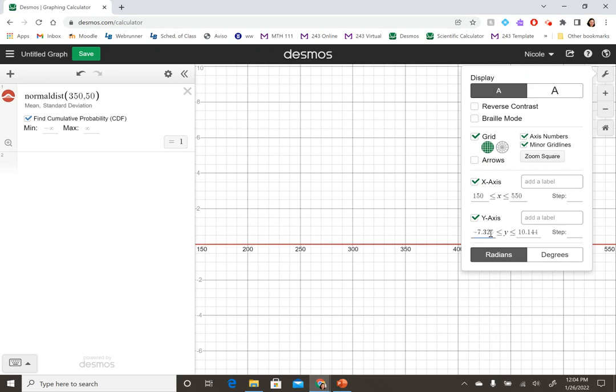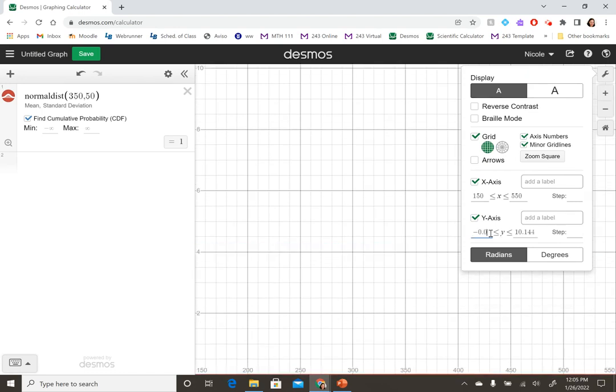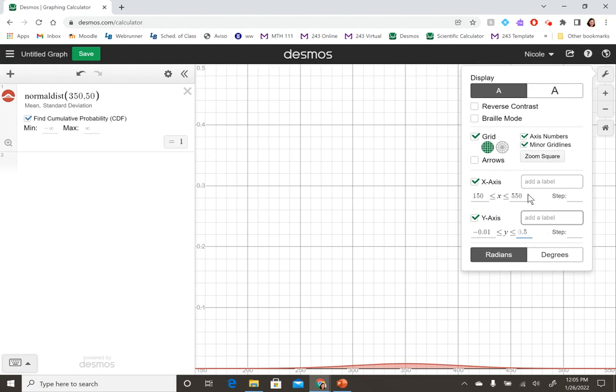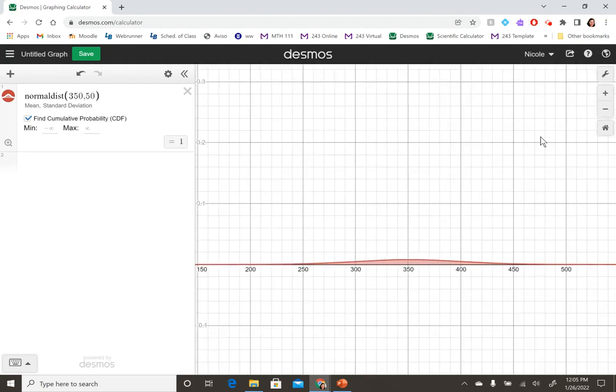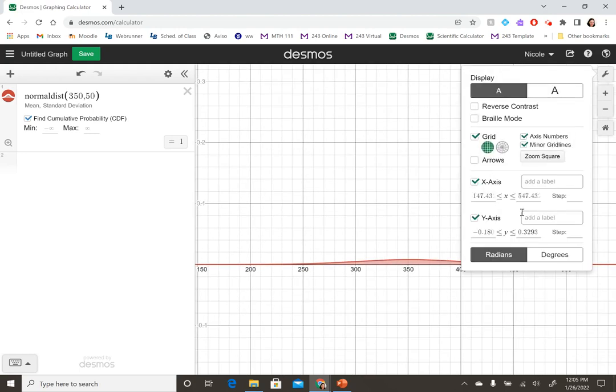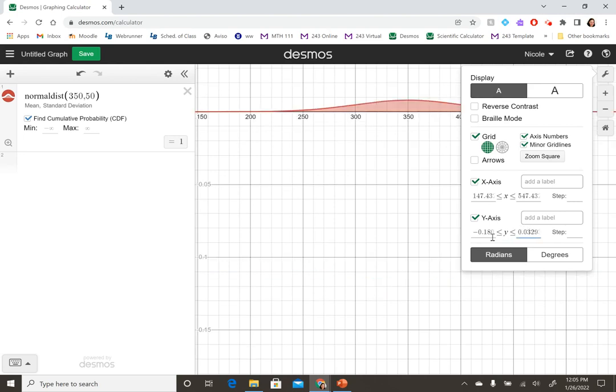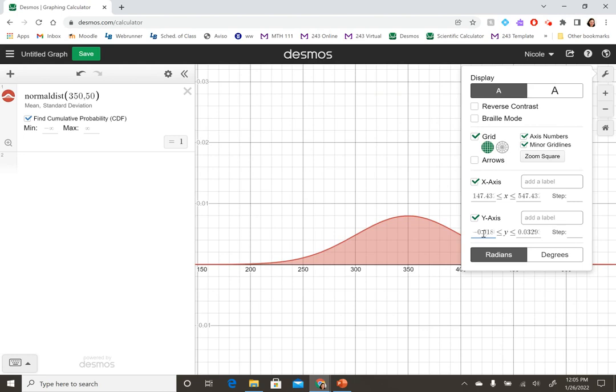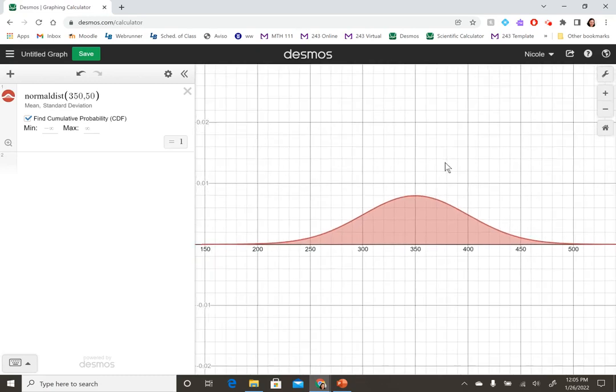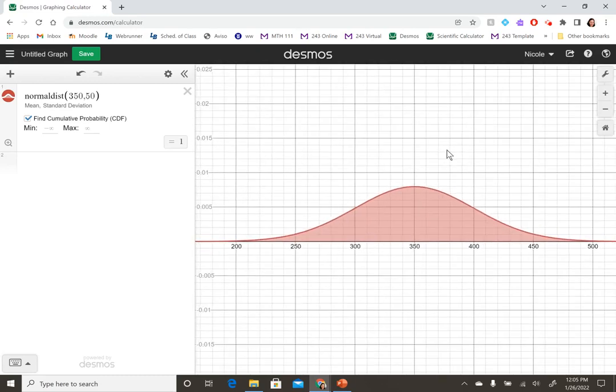I still don't see anything because my y-axis was way too big. So I'm going to put in negative 0.01 for my min, and 0.5 for my max and see what we get. Okay, you can see it's way down there. We can probably zoom in quite a bit on that. Let's do 0.3 instead of 3 and 0.18. So it does take a little bit of playing around, but these numbers are going to be very small. So there's our normal curve. It looks pretty nice. I'm pretty happy with that, actually.